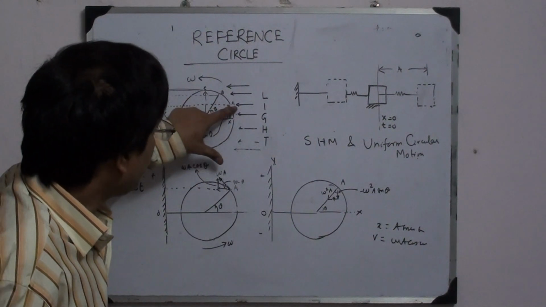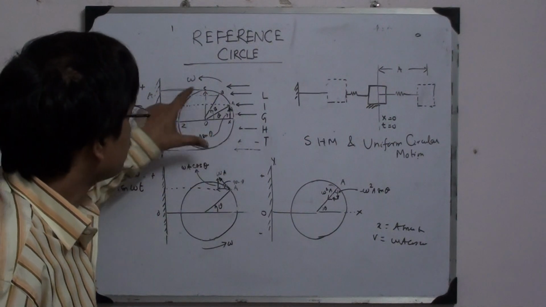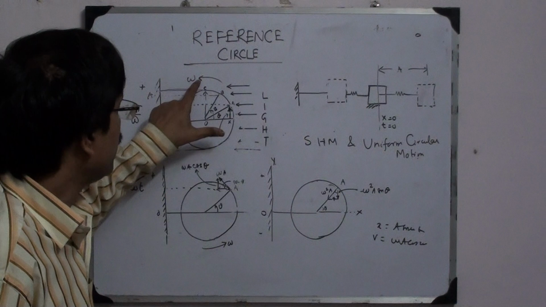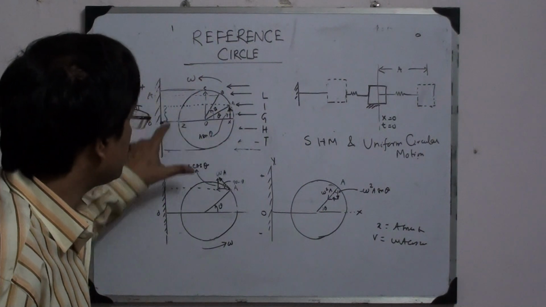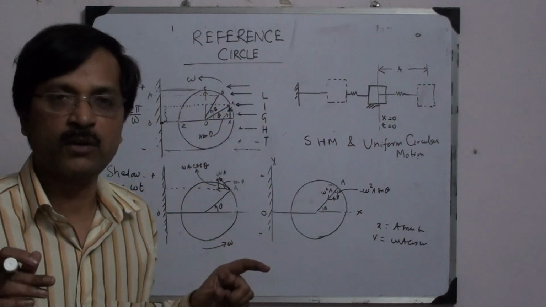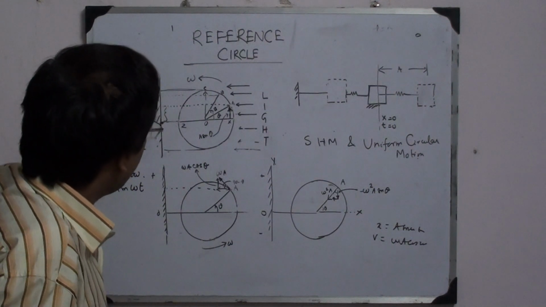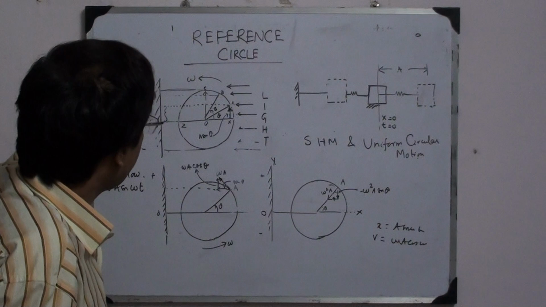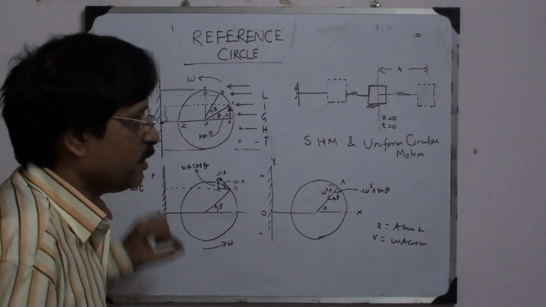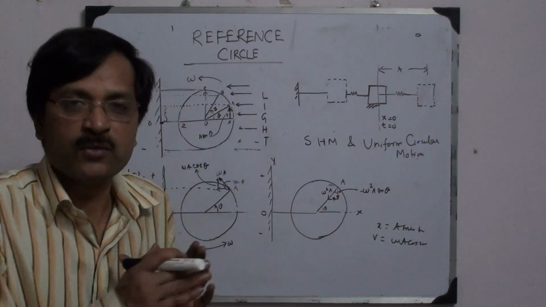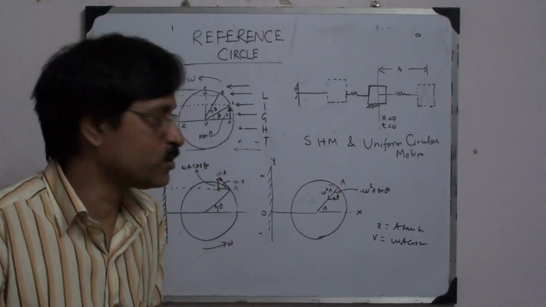The point in the circle moves in a circle. This point is going around the circle with angular velocity omega. While it goes around the circle with angular velocity omega, the shadow of the point across the wall is making a to and fro motion described by the equation A sin omega t, and that is simple harmonic motion.